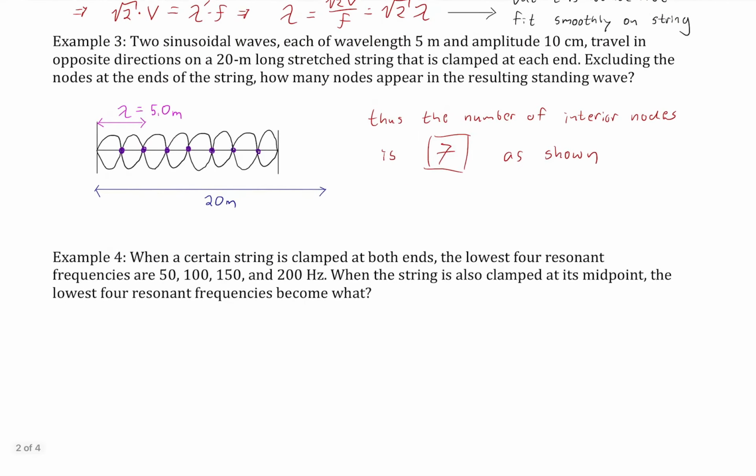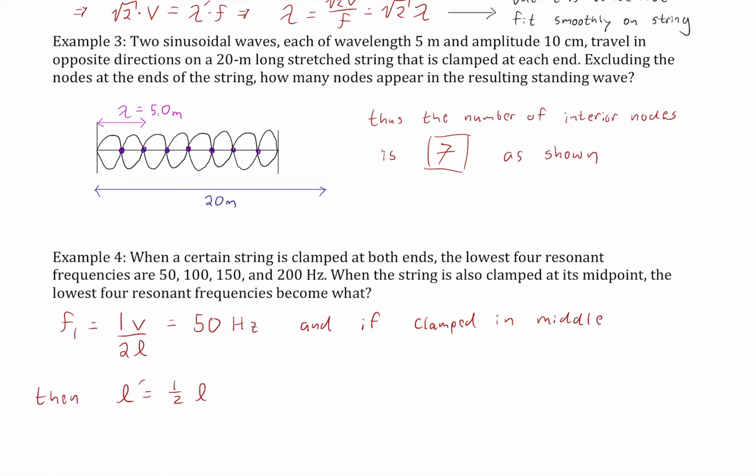Okay. So when a certain string is clamped at both ends, the lowest 4 resonant frequencies are 50, 100, 150, and 200 hertz. When the string is also clamped at its midpoint, the lowest 4 resonant frequencies become what? Okay, so let's think about this. The idea here is we know the relationship between frequency, velocity, and length is this, okay? And so we know if it's clamped in the middle, then our new length is 1/2 the original length.